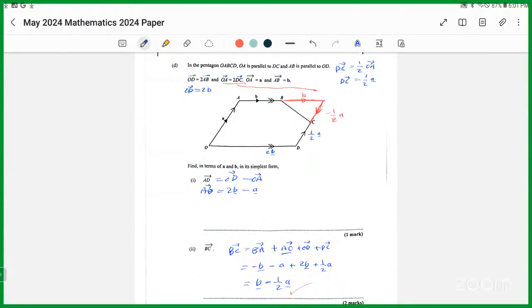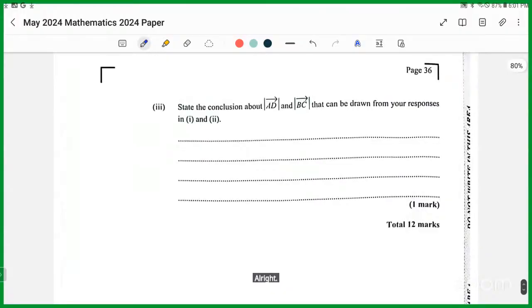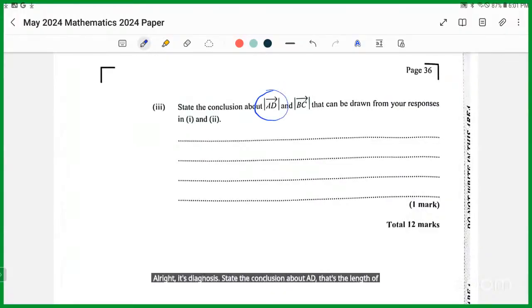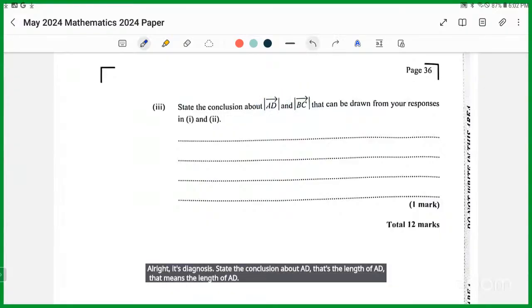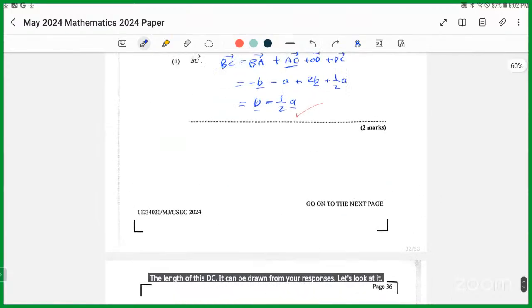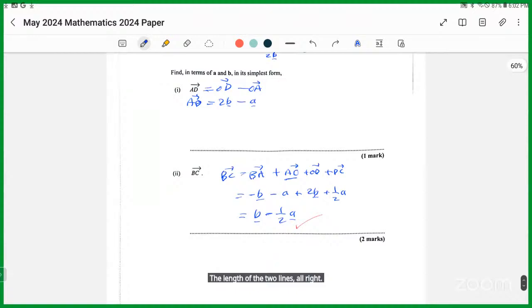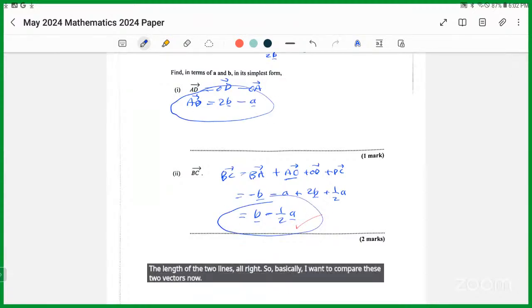Hello? Yes, sir. Alright. Next part now says, state the conclusion about AD, that means the length of AD, the length of BC, that can be drawn from your response. Let's look at the length of the two lines. So, we basically want to compare these two vectors now.